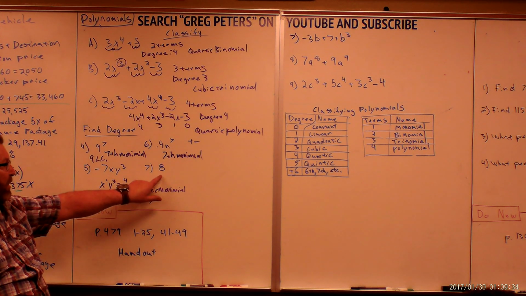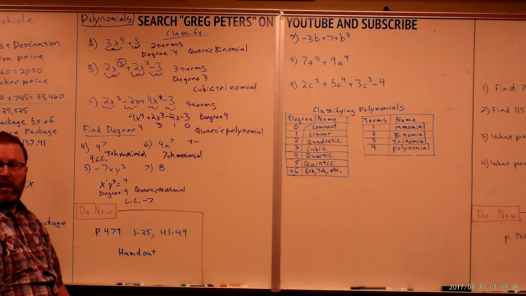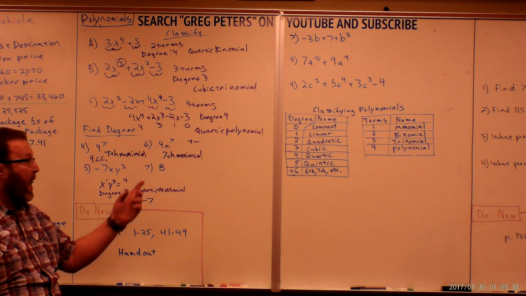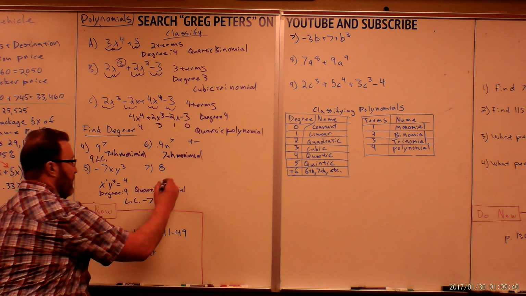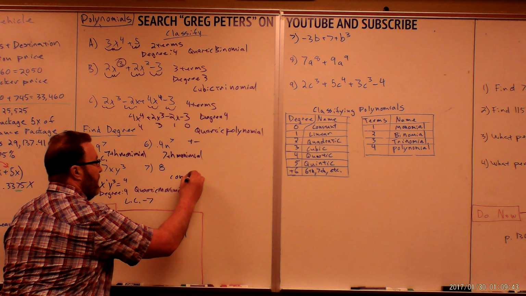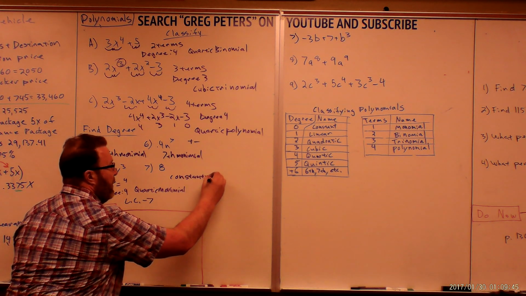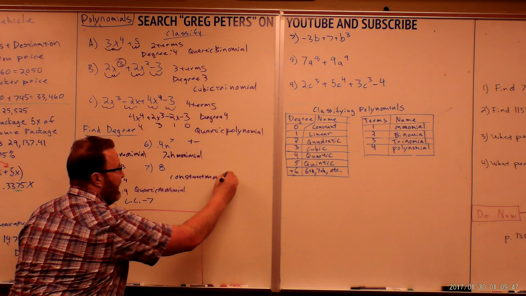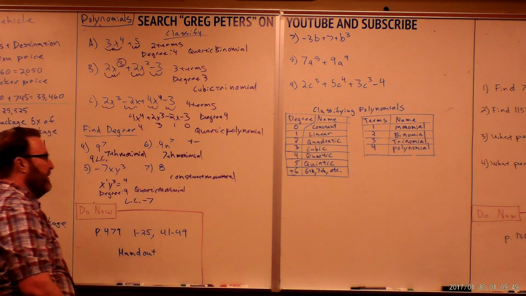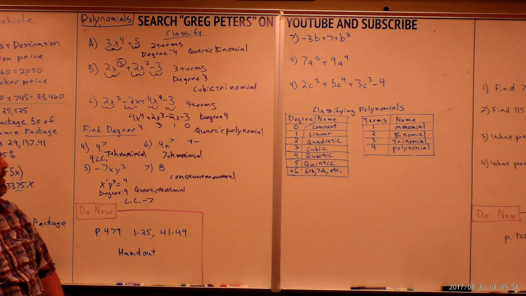Okay, what's this one right here? 0. Good. It's 0 because it's a number. How do we classify this? What's this called? Constant. Constant what? Monomial. Yeah. Okay, we're already halfway done, right?